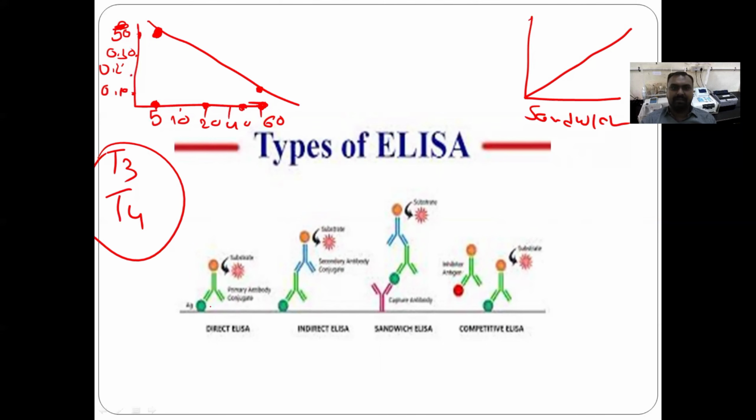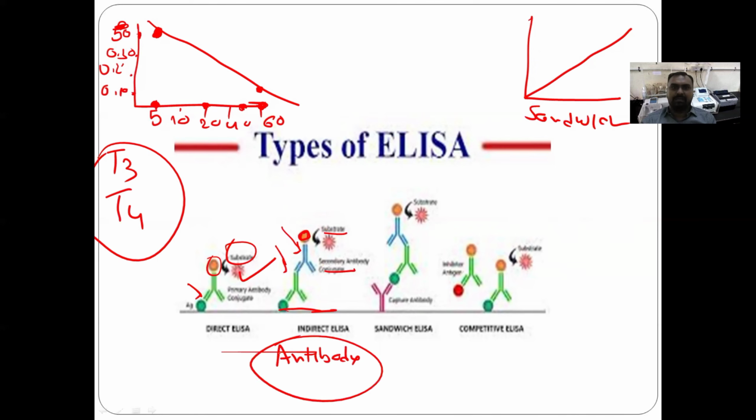So if I revise again, in direct ELISA, we add the serum antigen, and then we add the detection antibody, which is tagged with the enzyme, and substrate is added, and it will produce a color. In indirect ELISA, the well is coated with the antigen. We add the serum that contains the antibody, and then we add the enzyme-labeled antibody. It will convert substrate into the product, so it will detect the antibody. Indirect ELISA will detect the antibody, while direct ELISA will detect the antigen.